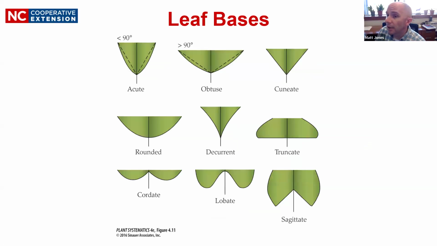Likewise, there are lots of ways to describe leaf bases. Similarly, acute, obtuse, rounded, truncate. Cordate can also be a leaf base shape, but imagine the whole leaf looking kind of heart shaped. Decurrent is like attenuate, but for the base. Cuneate means wedge. Think of cuneiform and wedge writing. Sagittate means kind of like arrowhead shaped, lobate is kind of ear shaped, or auriculate is ear shaped.